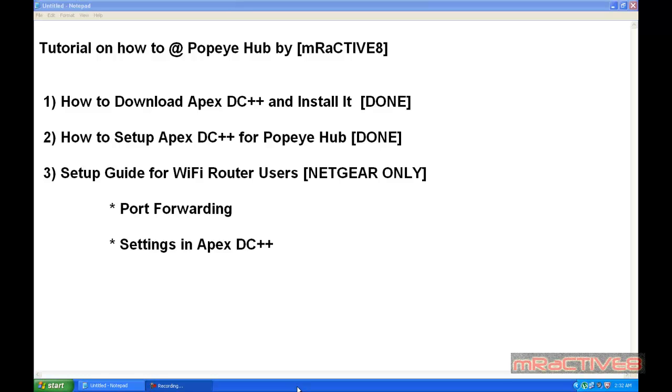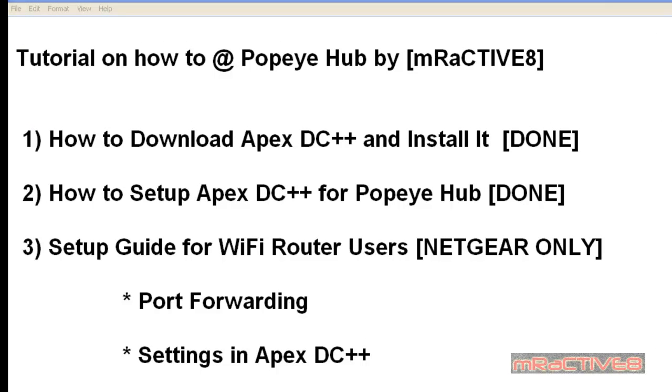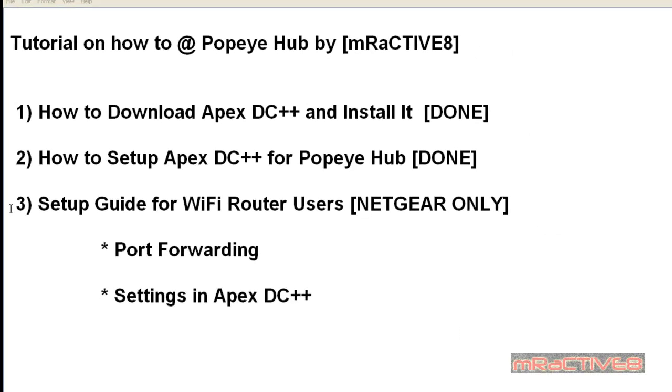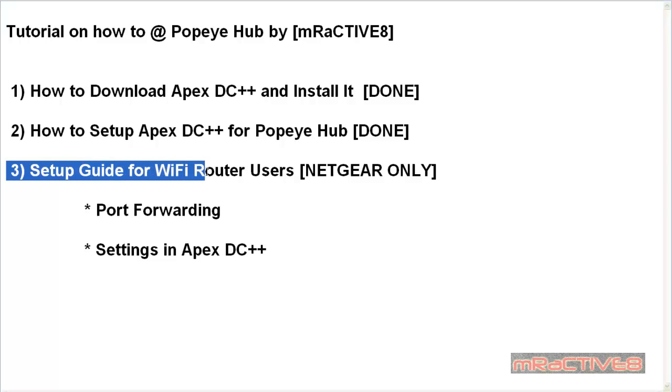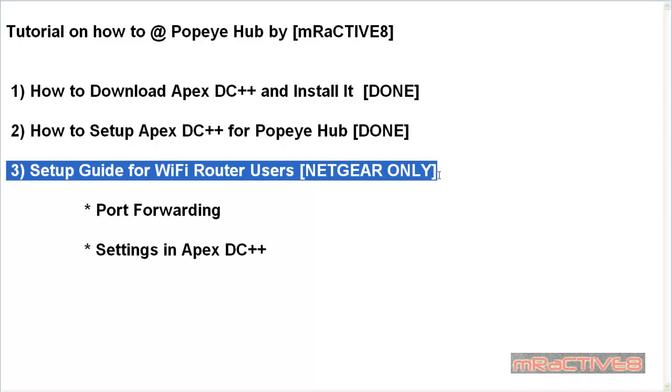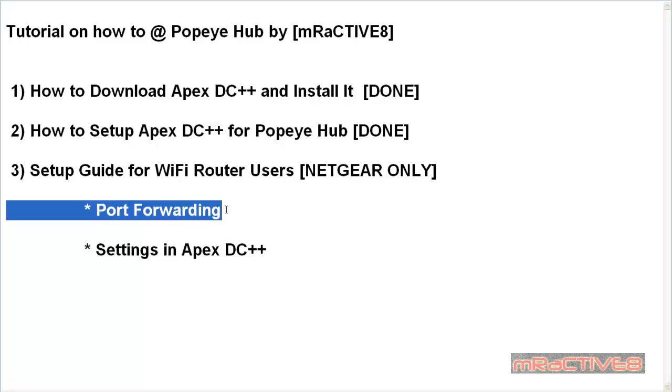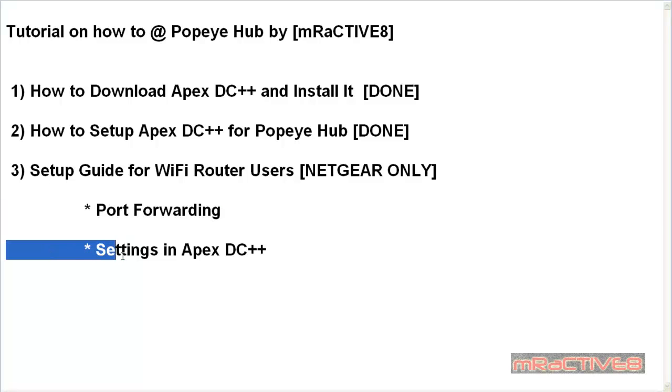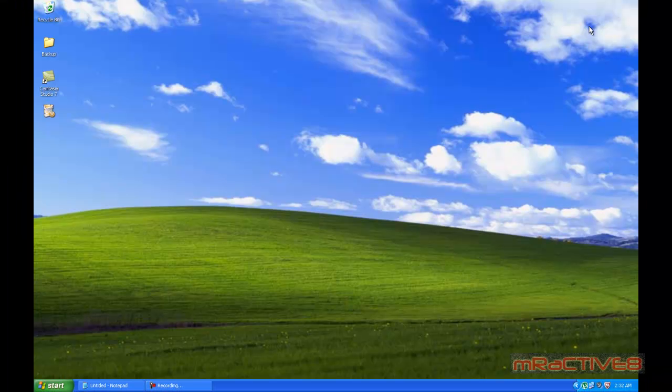Hi guys, welcome back. This is part 3 of the tutorial on how to add Popeye Hub by mRaCTIVE8, and right now we are on step 3, part 3, the setup guide for Wi-Fi router users, Netgear only. As I am using Netgear myself, I can help you out with Netgear. What we are going to learn is port forwarding and settings in Apex DC++. So let's do it.